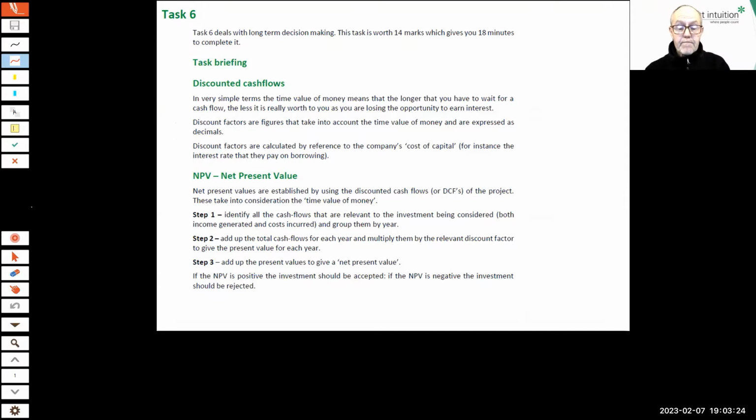So, task briefing. Discounted cash flows, in very simple terms: the time value of money means the longer you have to wait for cash flow, the less it is really worth to you, as you are losing the opportunity to earn interest. I've got an illustration of that, which we'll look at in a second. Discount factors are figures that take into account the time value of money and are expressed as decimals. We calculate these by reference to the company's cost of capital, for instance, the interest rate we're paying on borrowing. Let's just flip forward and have a look at how we arrive at these. The discount factors are the factors that we apply to future cash inflows to convert them to what they're worth today.